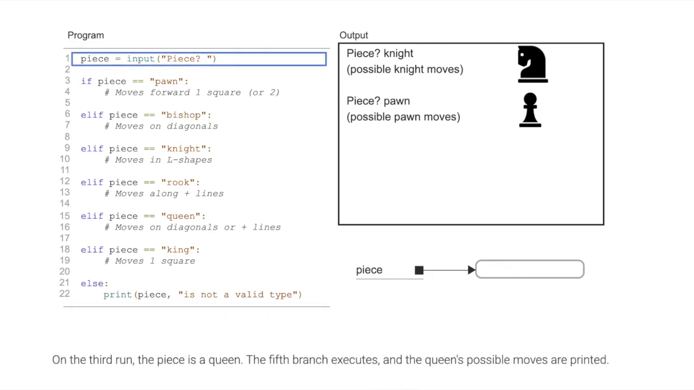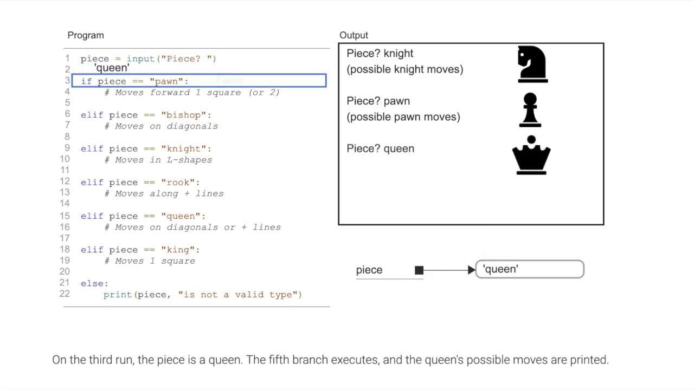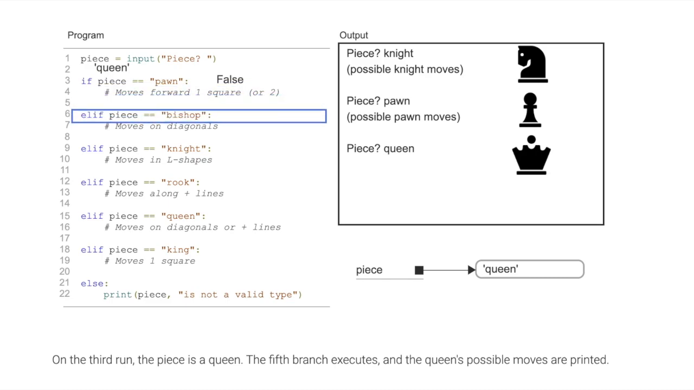On the third run, the piece is a queen. The fifth branch executes, and the queen's possible moves are printed.